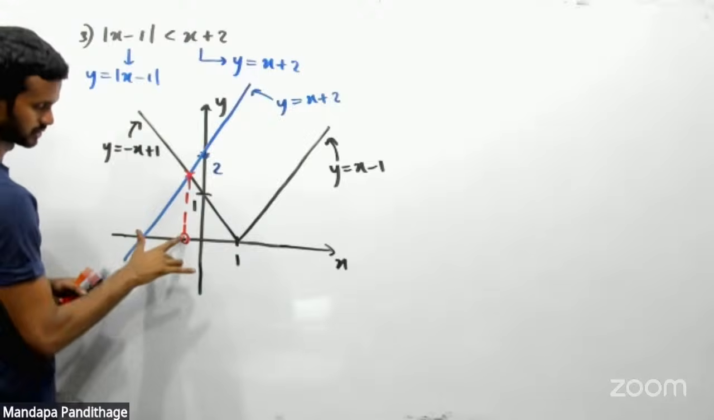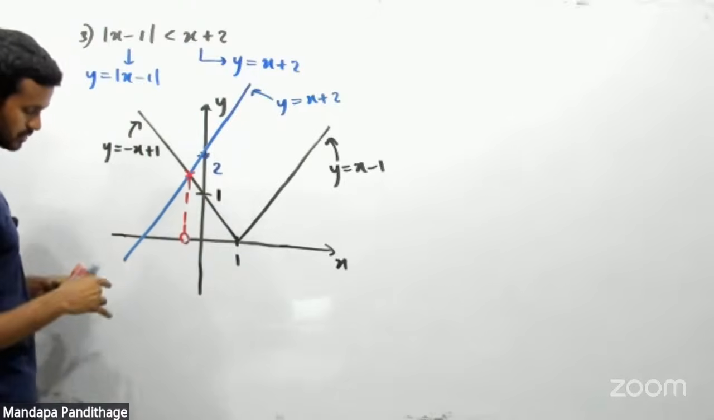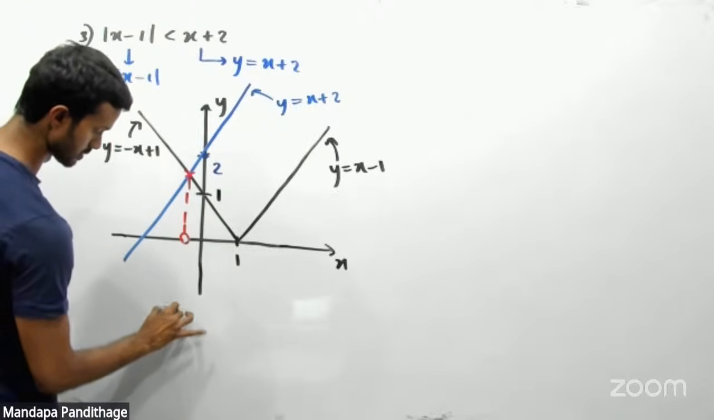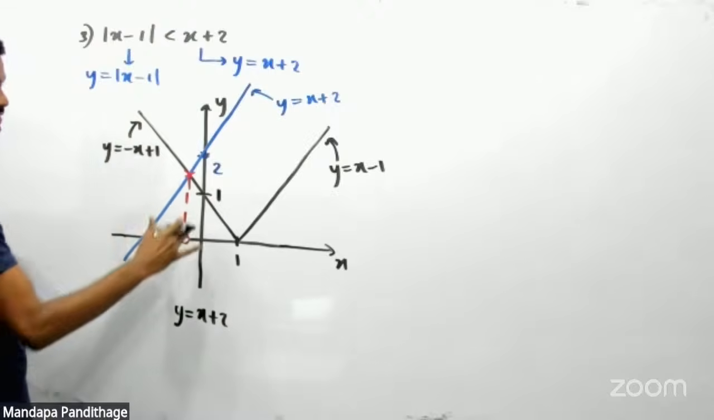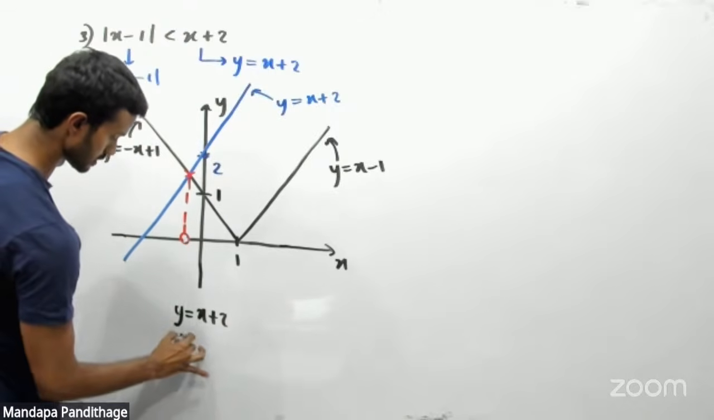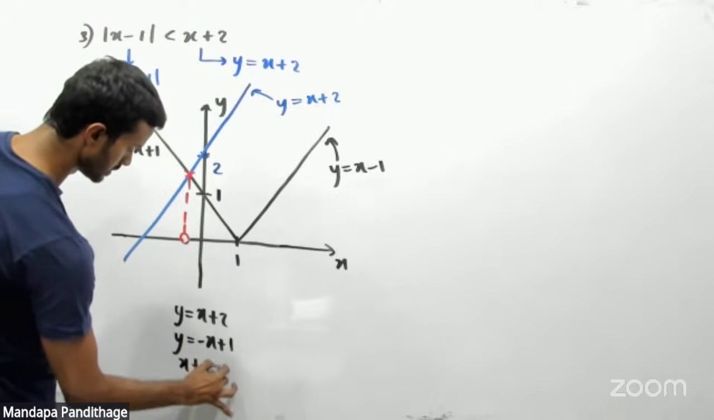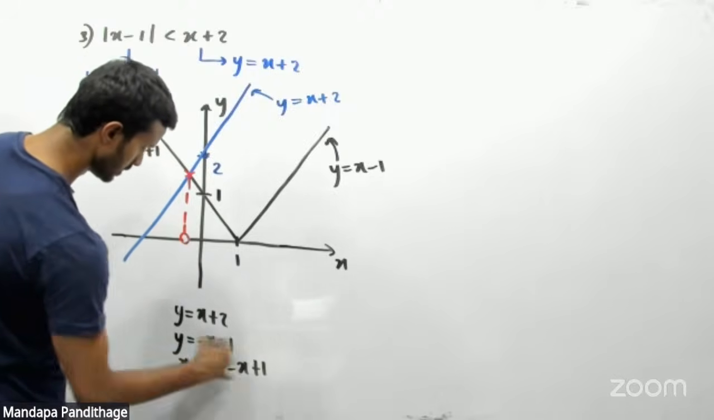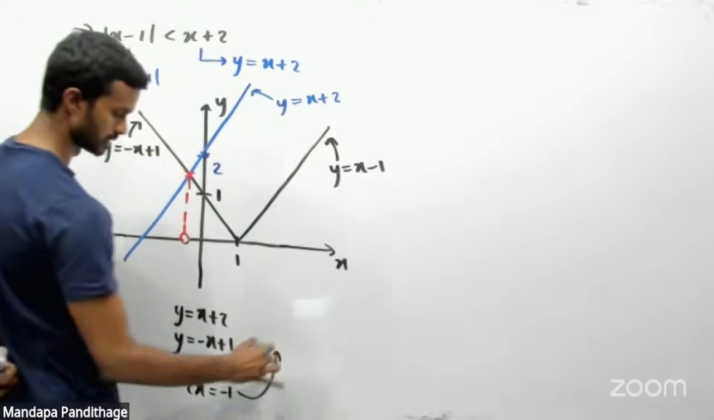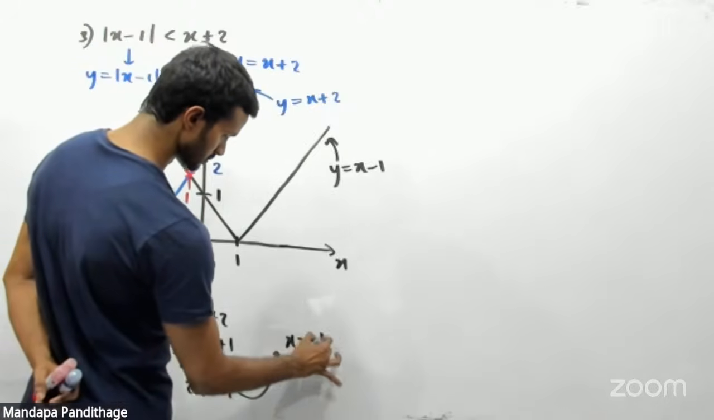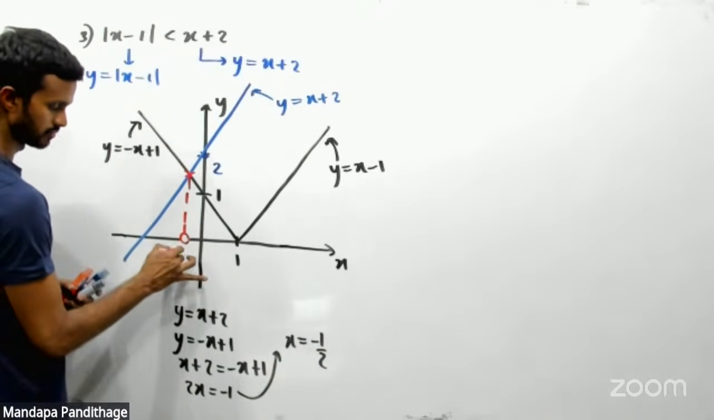Find the point of intersection. So here what has been intersected is y equals x plus 2, and this is y equals minus x plus 1. So then x plus 2 is equal to minus x plus 1. You get 2x equals minus 1, giving you x equals minus half. So you have x equals minus half, clear, okay.